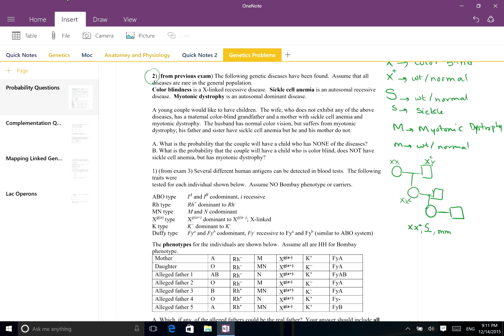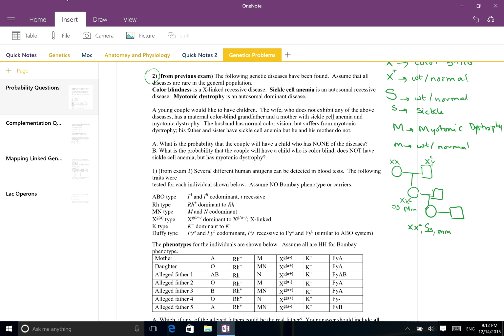And then they tell you that her mother has sickle cell anemia. Her mother, not her. Her mother has sickle cell anemia, so ss. That means that she definitely carries one of those genes. And she has myotonic dystrophy, so capital M, and I guess small m because she gave the small one to her daughter. Anyways, this piece of information about the mother does not affect the daughter in any way.